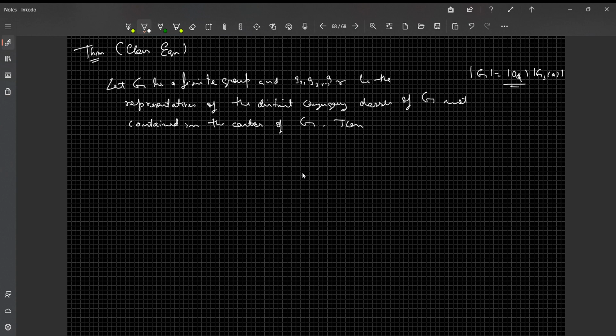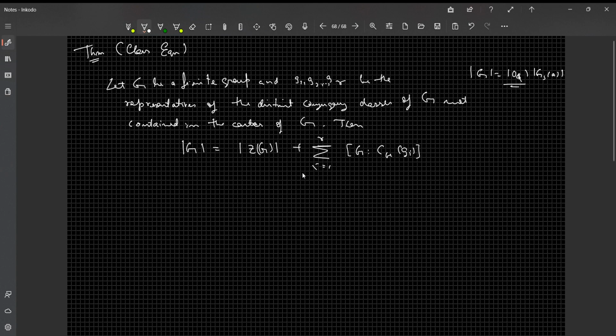Then the cardinality of G can be represented as the cardinality of Z(G), that is the center of it, plus the summation over i equals 1 to r of the index of the centralizer of the element gi. Representation of the distinct conjugacy classes basically means that these are those elements in G which are not in the center of G and which have distinct conjugacy classes. So that is the very trivial meaning of it.